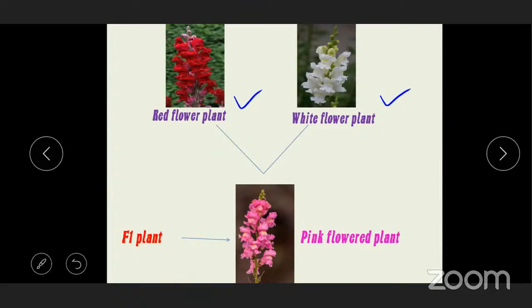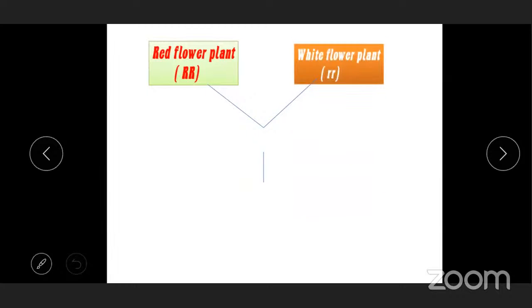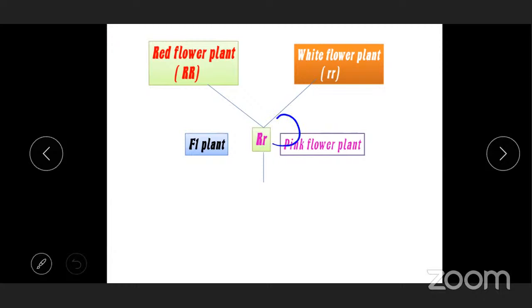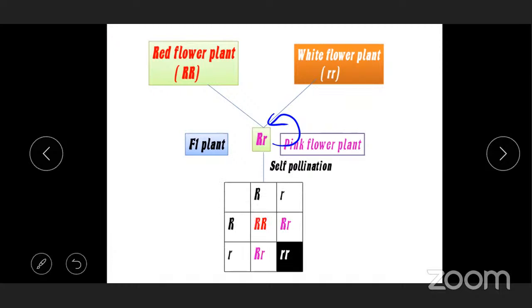So let us observe by using symbols. Red flower is indicated with capital R, white flower with small r. Then the F1 plant is a pink flower plant, capital R, small r. Unfortunately, the pink flower plant is produced. If the F1 plant is self-pollinated, what happens in the next generation?